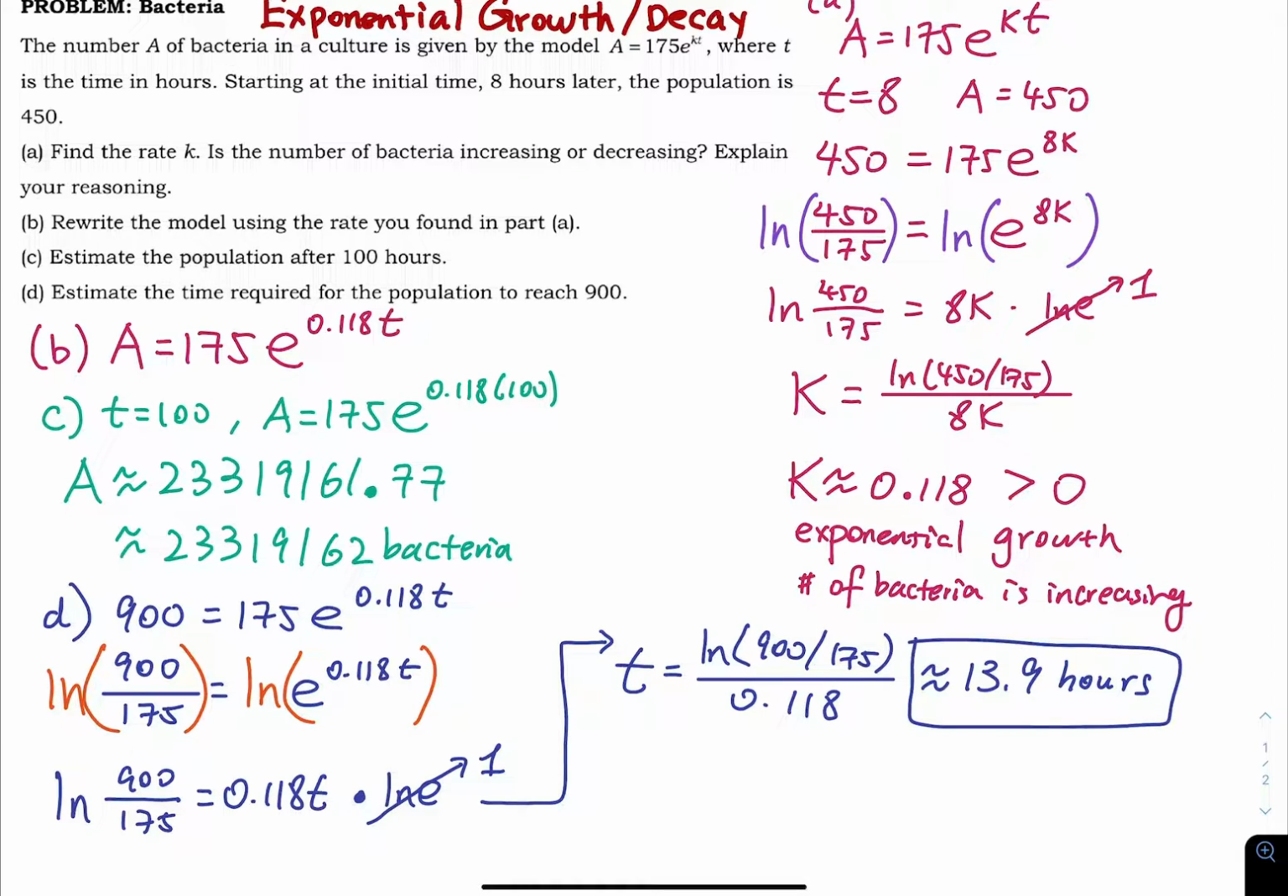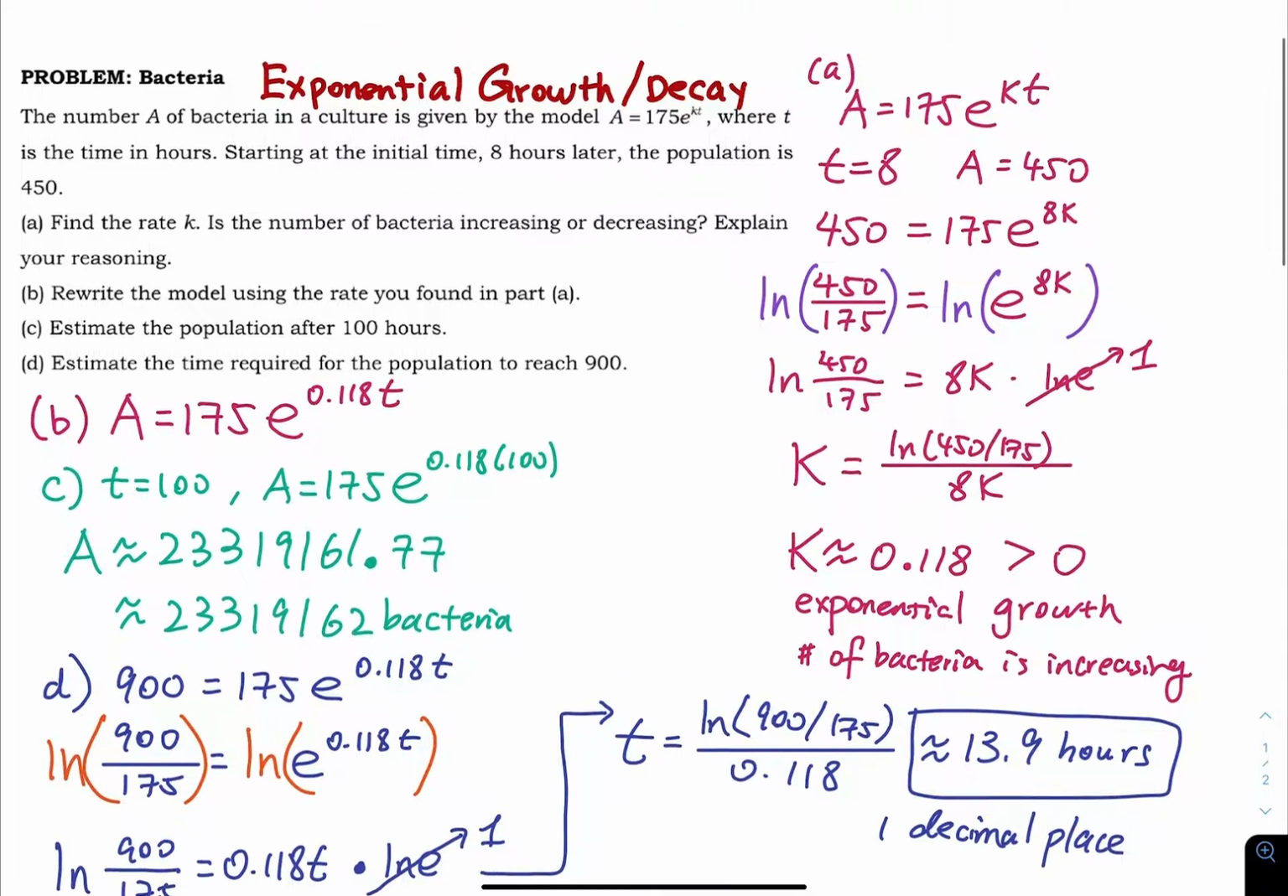I would say round this to one decimal place is enough. What is one decimal place? One decimal place is you have one number on the right hand side of the decimal point. So that is the end of this problem.